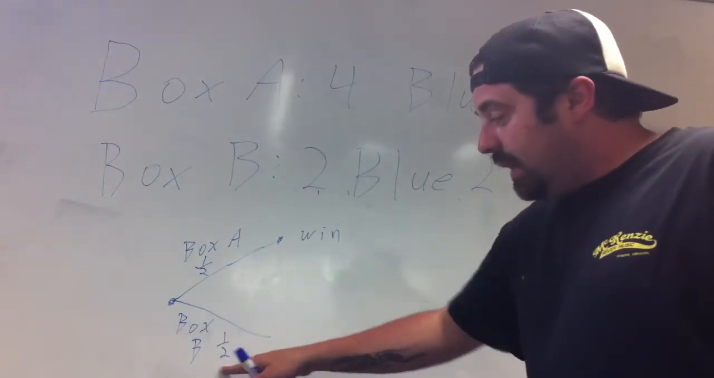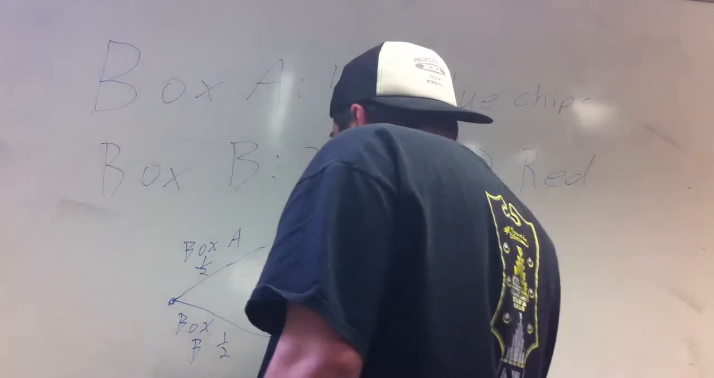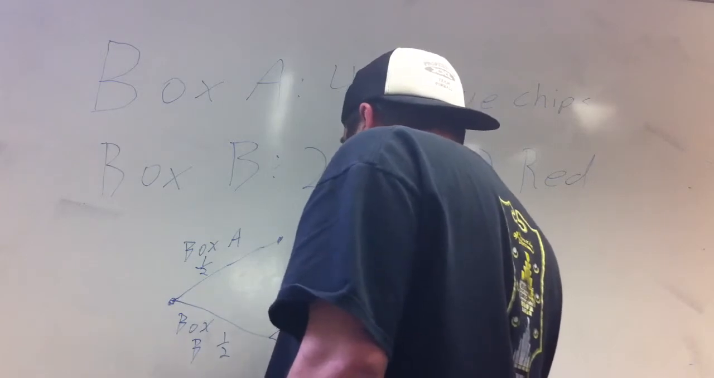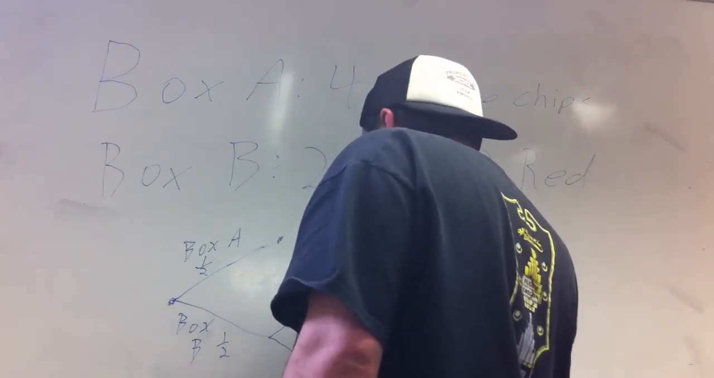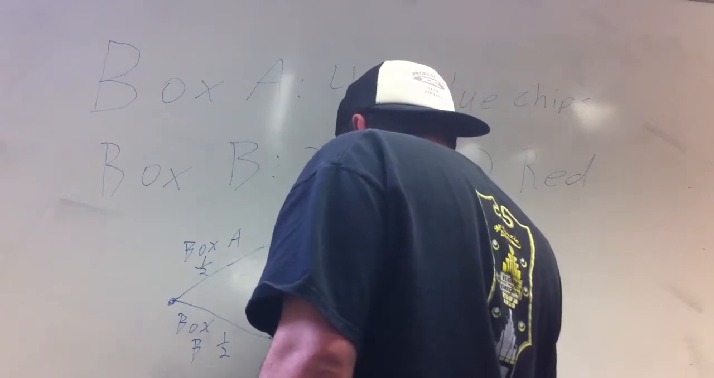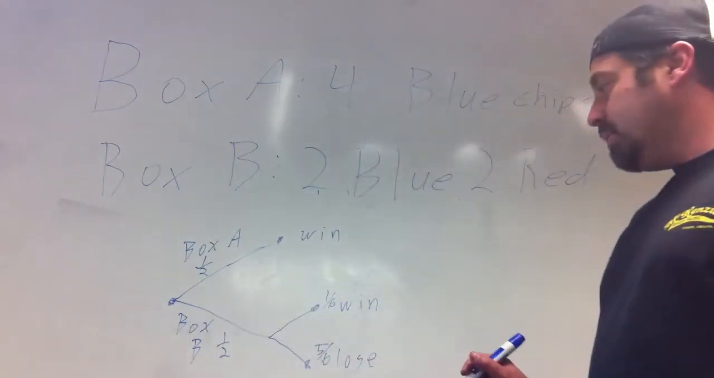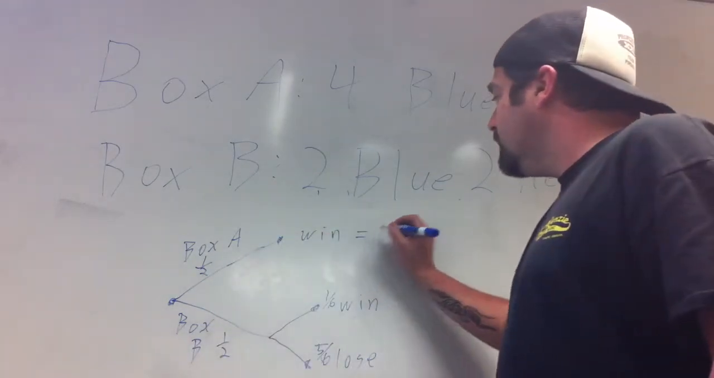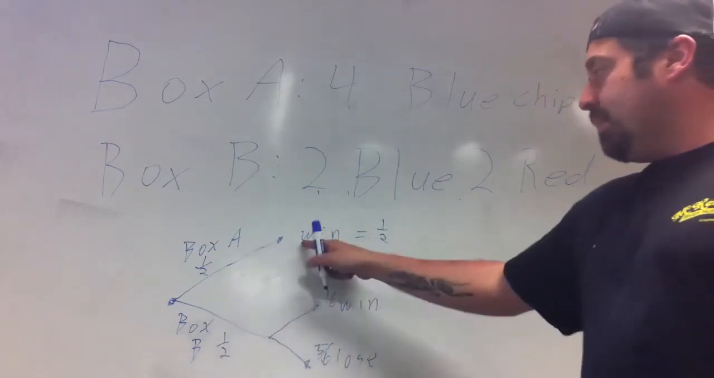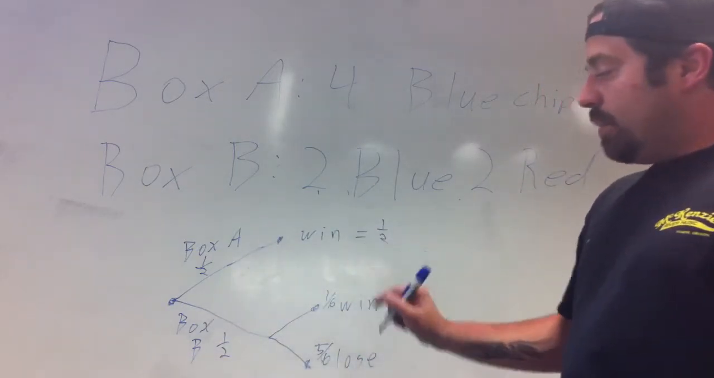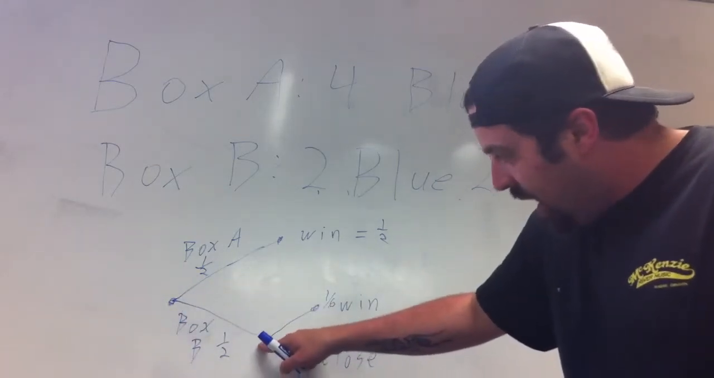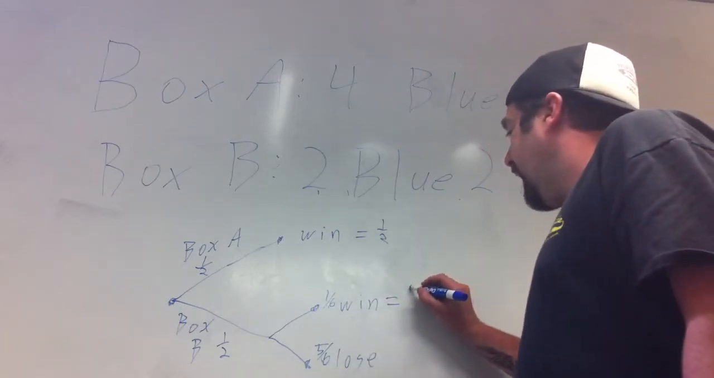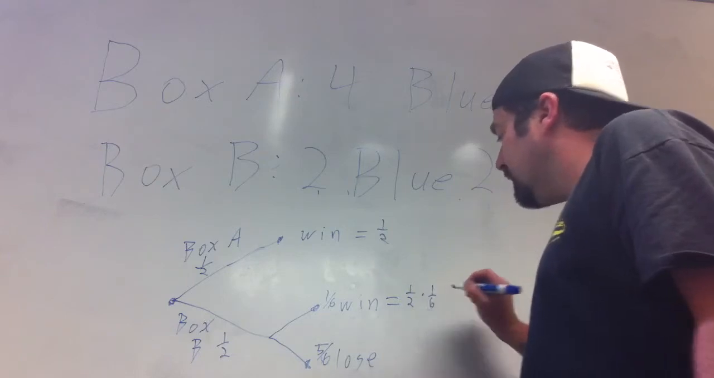Now if I picked box B, that's a half the time, we know that I can win, and that's going to happen a sixth of the time, or I can lose, and that's going to happen the rest of the time. That's going to happen 5/6 of the time after I picked box B. So now to figure out the total winnings we multiply. One of the wins is just a half here, because I just pick box A and you won already. Now the win with box B, half the time you pick box B, and then a sixth of the time you win out of that. So that win happens 1/2 times 1/6 of the time.